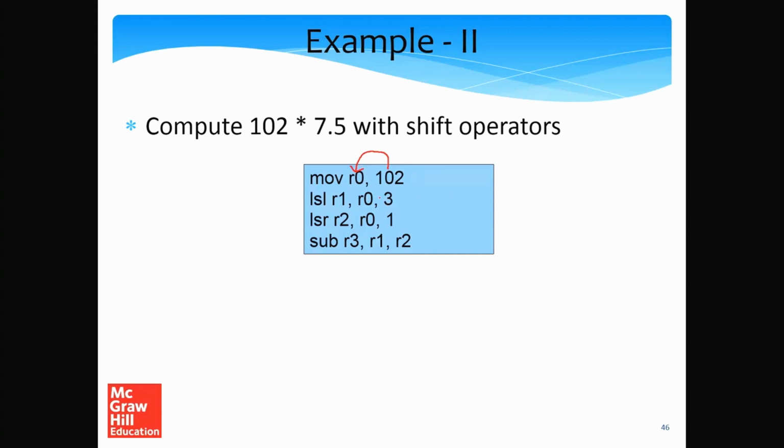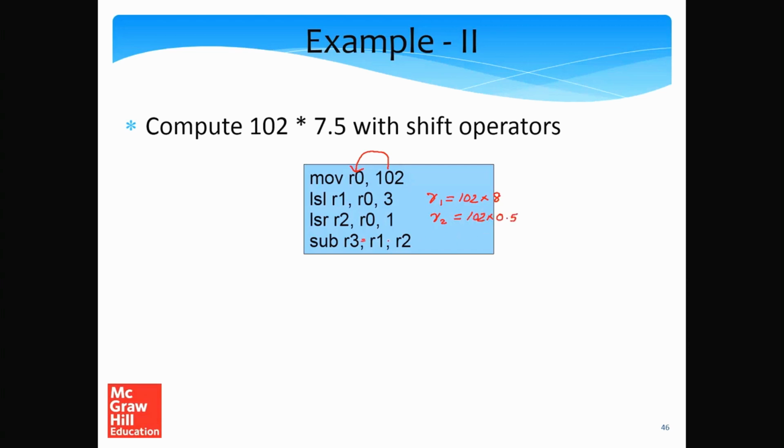So then we shift it to the left by 3 positions, which means R1 is equal to 102 multiplied by 2 to the power 3, which is 8. And then we shift it to the right. Since 102 is positive, logical and arithmetic shift right are the same. So we shift it to the right by one position, which means multiply 102 with 0.5. Well, then it is very straightforward.